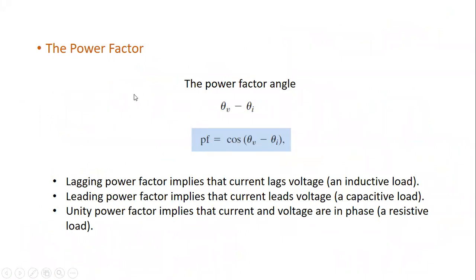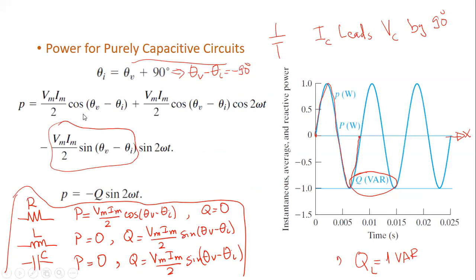And here we have the power factor. The difference between the phase angle of the voltage and the phase angle of the current is called the power factor angle. And the power factor can be defined as the cosine of this angle. We see that the cosine of this angle is there in the real power or average power formula, cosine of theta V minus theta I. So this portion is called the power factor.